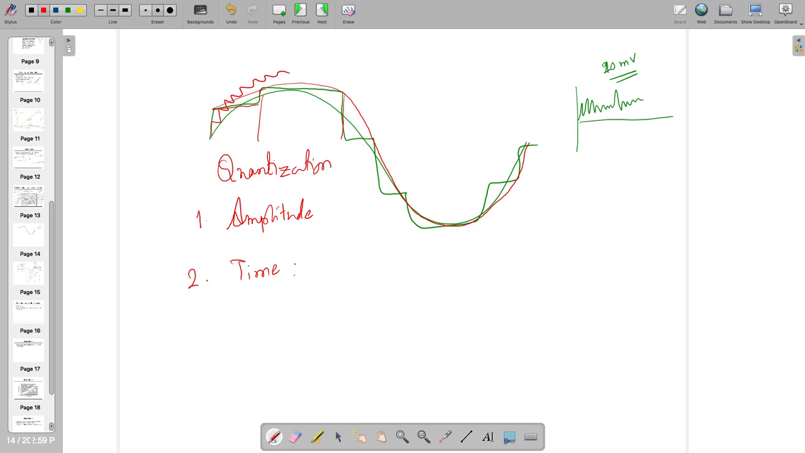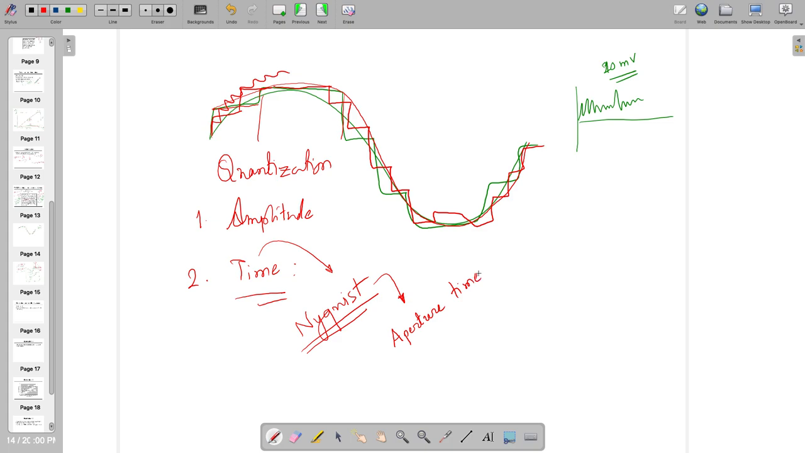But if you are sampling exactly double, you are going to see something like this. So it is a better reconstruction of the signal, because time is also sampling the signal, and it's going to give you the quantization or the sampling. When you are doing this, you have to follow a much higher rate than Nyquist, right? And that is going to tell you something called aperture time. So what is this minimum time I need to take? That can be given to you.